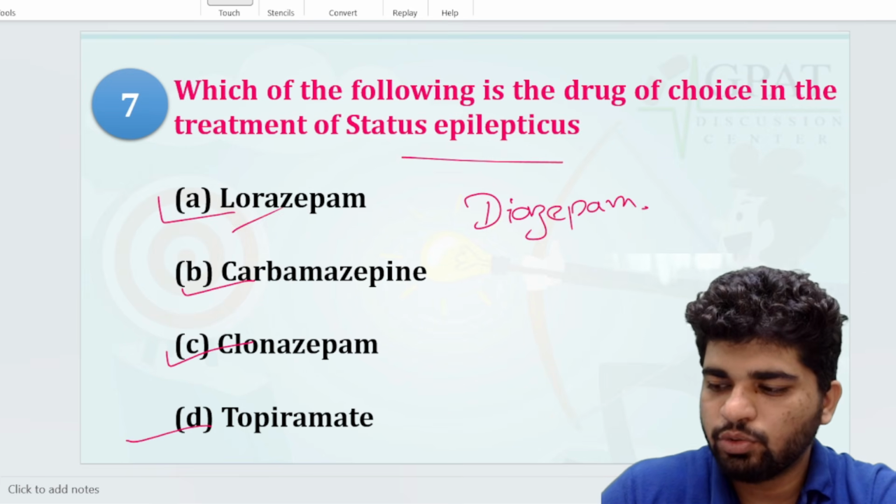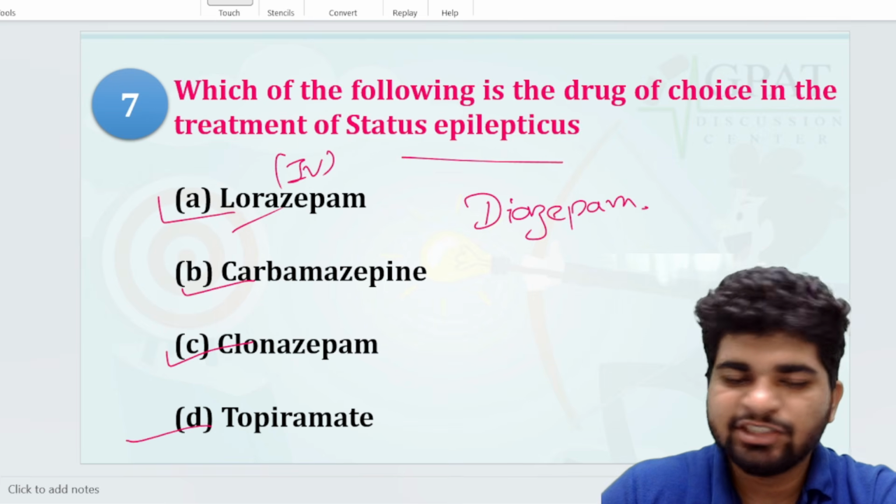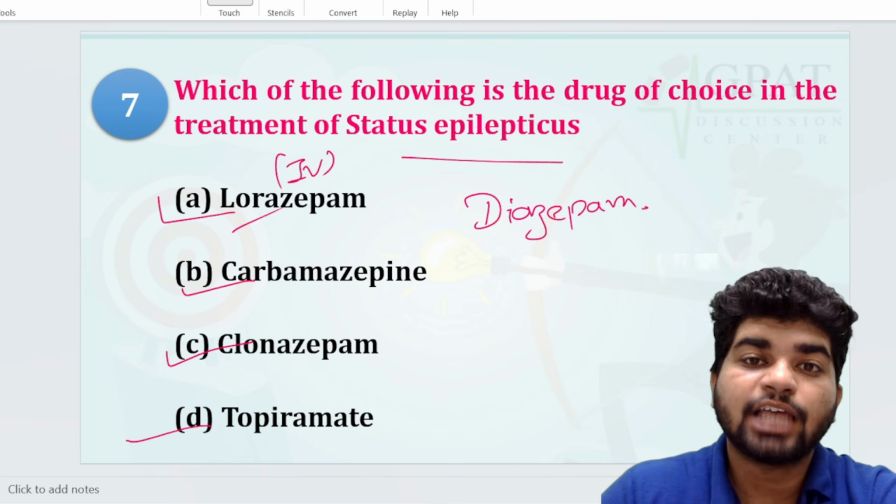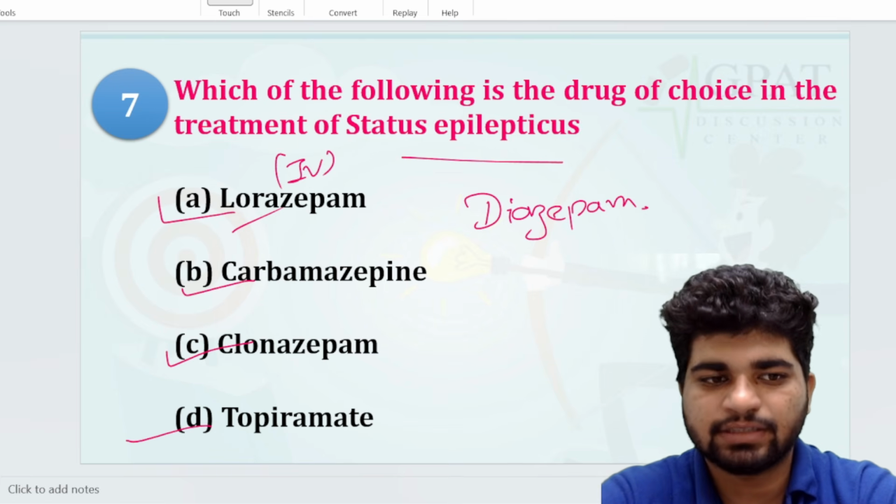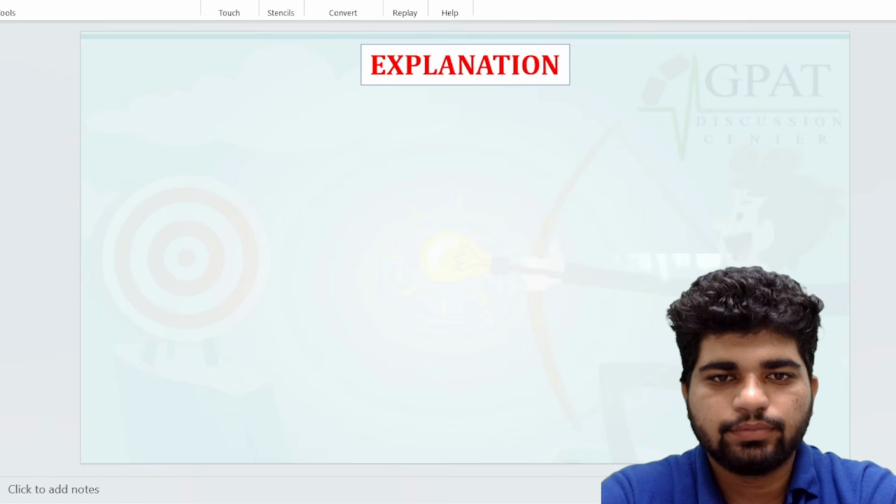Lorazepam is being given through IV, whereas diazepam is also being used in status epilepticus. Okay, that's your seizures. Okay, chalo.